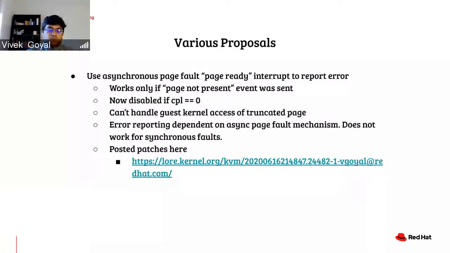But this did not work for multiple reasons. One thing is, as Vitaly mentioned, that now we have blocked asynchronous page faults if the guest is running at privilege level 0. So if the guest kernel accesses that memory location, we will not even initiate the asynchronous page fault protocol. And that means that this method is not going to work for that particular use case. And the other problem is that, as pointed out on the mailing list, this particular patch is too tightly coupled with the synchronous page fault mechanism.